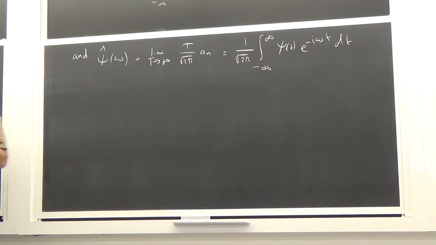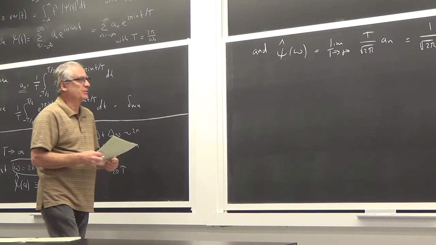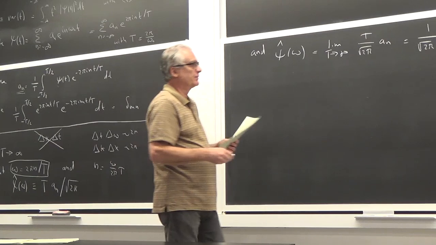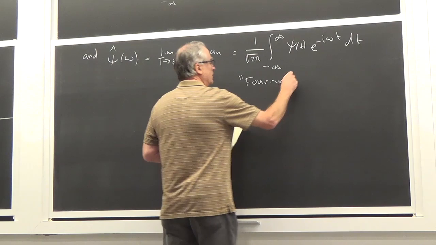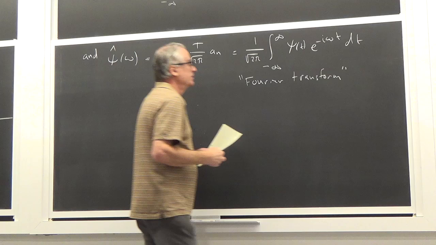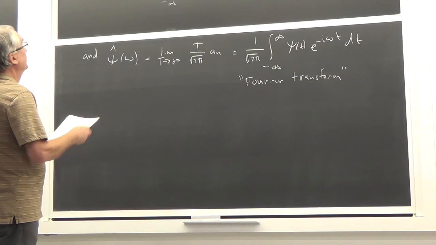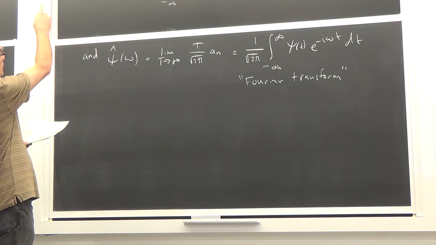And so what I've just done is used the Fourier sine and cosine series to go to this limit of an infinite period, and what I've gotten out of it is something called the Fourier transform. So this is known as the Fourier transform. The Fourier transform of psi of t is calculated like this, and we call it psi hat of omega. And the relation we have up there is the inverse Fourier transform. So we calculate psi of t as a function of psi hat of omega.